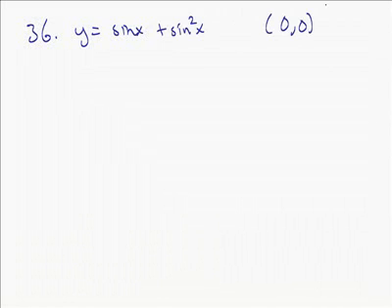So again, the equation of the line tangent to this curve at the point 0, 0. All right, here we go. You guys know what to do. First thing we need to do is find the derivative. So we need to find dy dx.